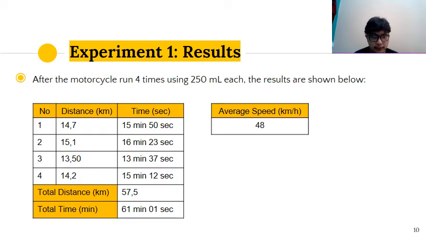16 minutes 23 seconds. And then the third trial, the distance is 13.50 km. It takes 13 minutes and 37 seconds. The fourth trial is 14.2 km and takes about 15 minutes and 12 seconds. The total distance is 57.5 kilometers, and the time is 61 minutes and 1 second. The motorcycle ran at an average speed of 48 km per hour.